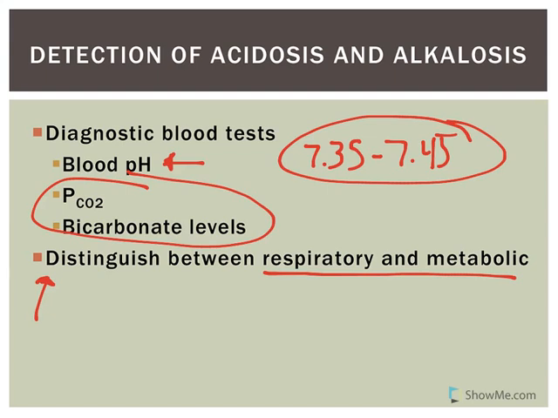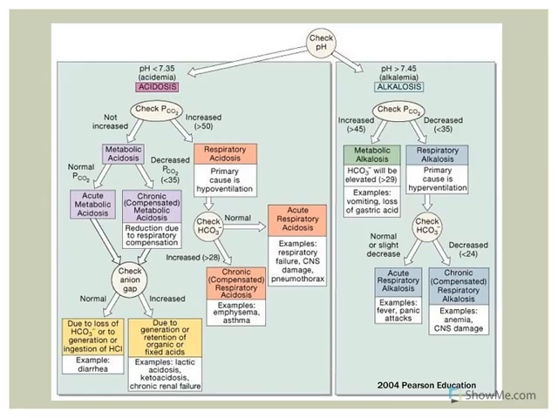or alkalosis. So let's just look at this here, just for fun. We're just going to look at the pH first. So check the pH. pH is off. If someone's less than 7.35, they've got acidosis. Well, is it respiratory or is it metabolic?